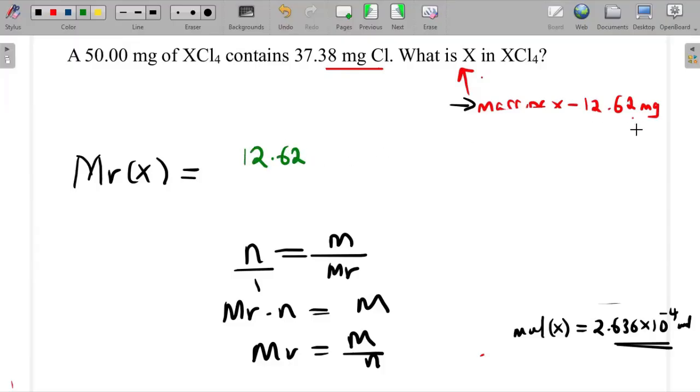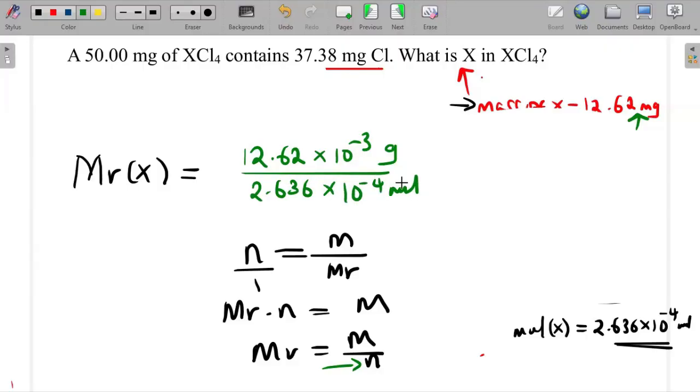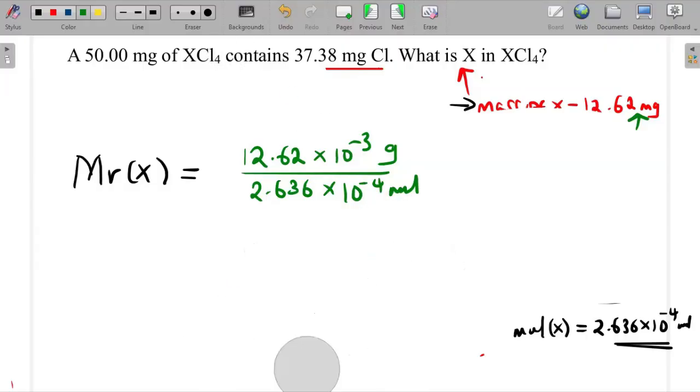So the mass is 12.62. Remember here there's milli, so milli means 10 to the power minus 3, and then I leave the grams, divided by the moles. So the moles are these guys now, 2.636 times 10 to the power minus 3 moles. Then what is left now is just to punch this onto the calculator. So my calculator says this gives approximately 47.9 grams per mole. Okay, so that is the value.